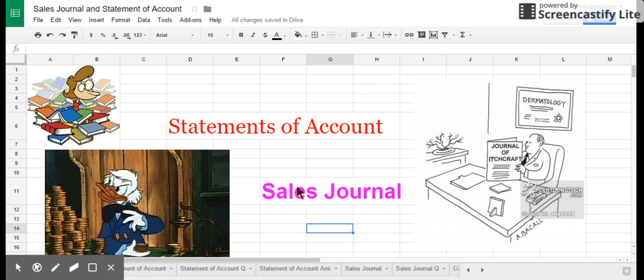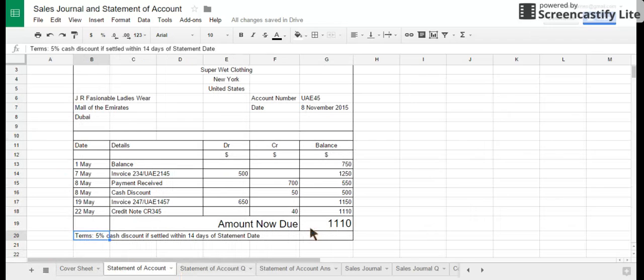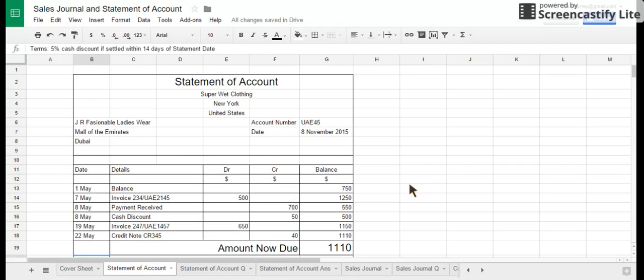What we're going to look at today is predominantly the sales journal, but we're also going to look at statements of account. First of all, we're going to start by looking at the statement of account. What is it and why do you need to know about it?